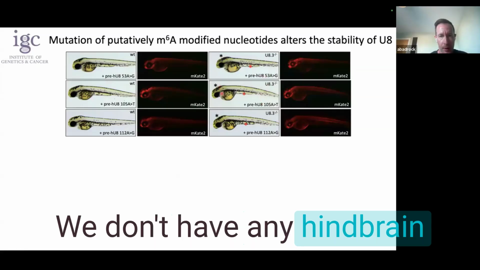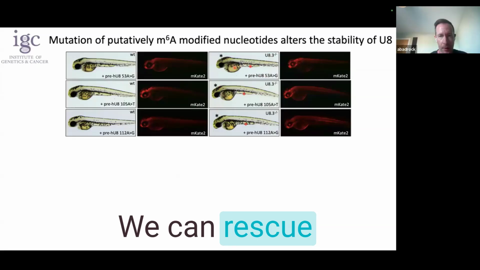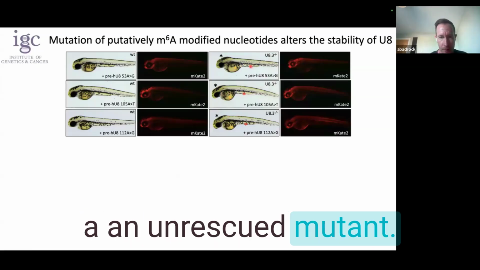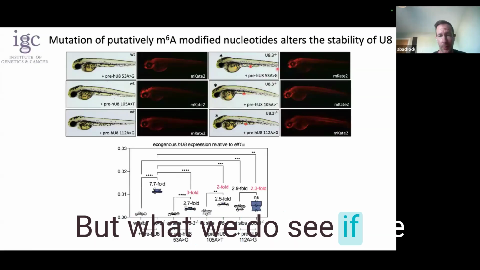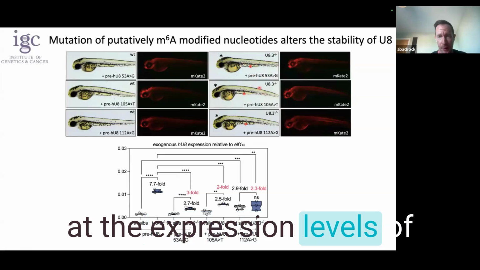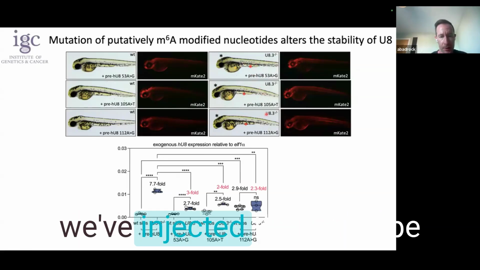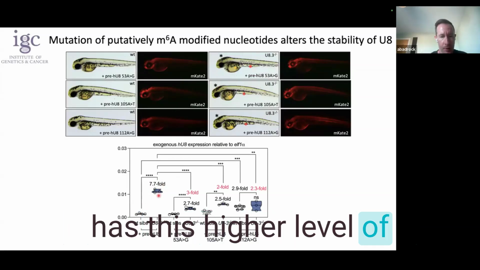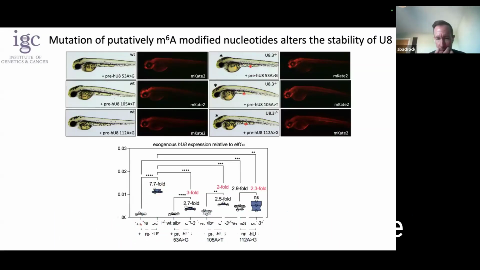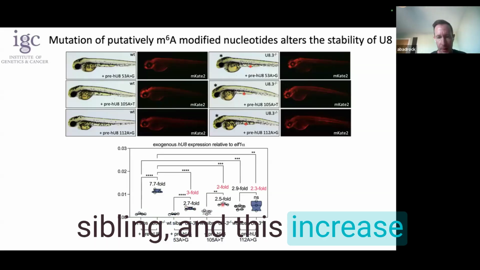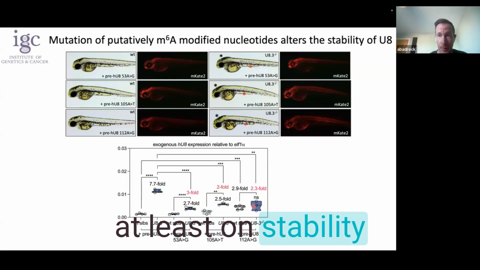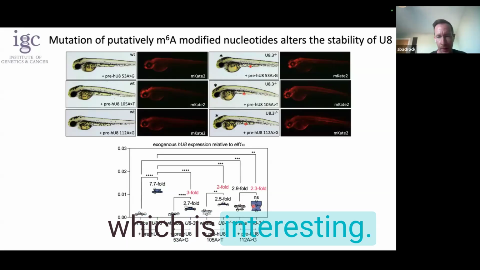We don't have any hindbrain swelling in the mutant. We can rescue the melanocyte migration, and we have a yolk extension, whereas you wouldn't in an unrescued mutant. But what we do see, when we look at the expression levels of these U8 molecules that we've injected, is that the wild-type U8, as I was saying earlier, has this higher level of expression in the mutant compared to its wild-type sibling, and this increase in expression is reduced. So there is some effect, at least on stability or expression levels, which is interesting.